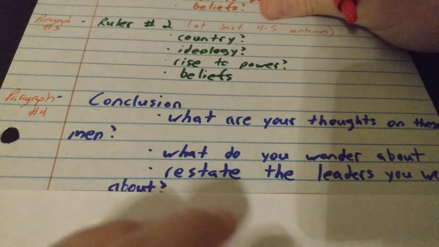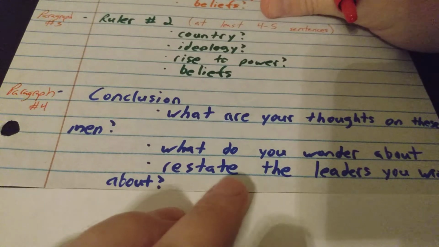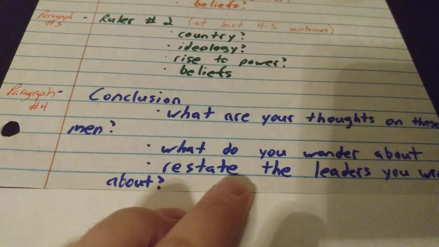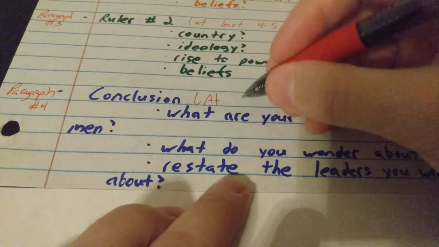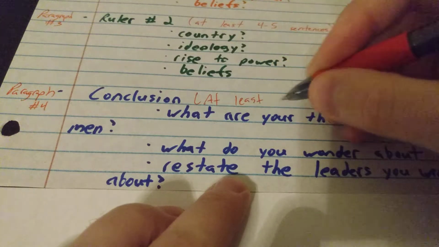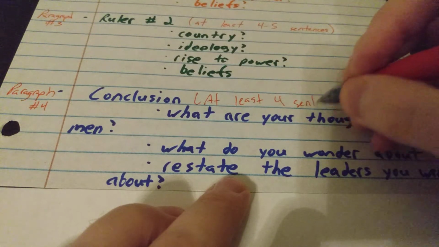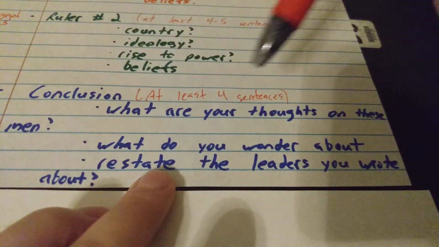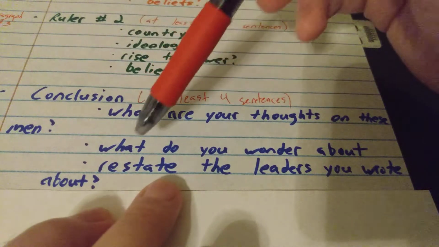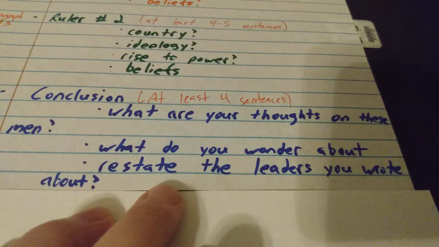Once you have written about your 2 rulers, you're going to move on to paragraph 4, and this should be at least 4 sentences. You're just going to answer these questions: What are your thoughts on these men? What do you wonder about? And restate the leaders that you read about. That should be at least about 4 sentences.